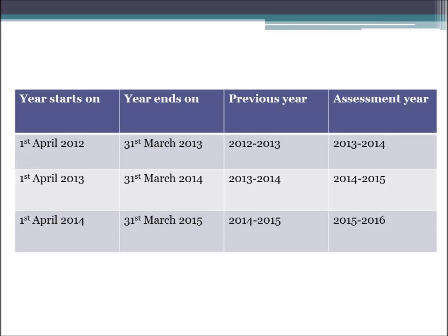Year starts on 1st April 2014 and it is ending on 31st March 2015. So the previous year for this span will be 2014-15 and the assessment year will be just the year following the previous year, that is 2015-2016. Okay, so you all have understood the concept of previous year and assessment year.